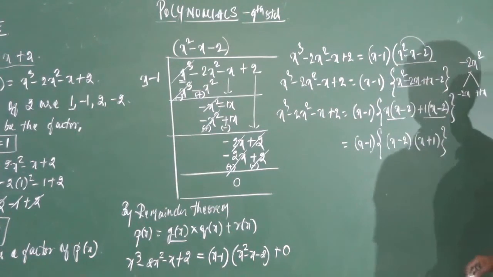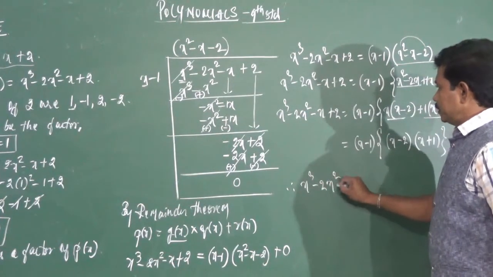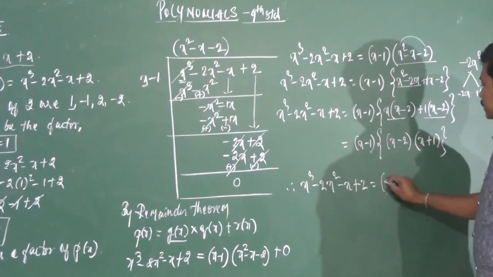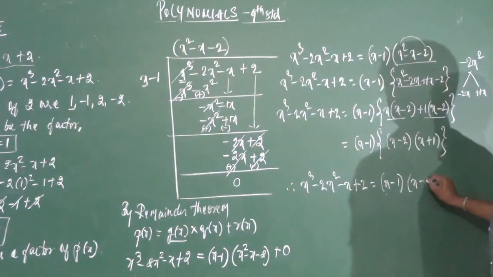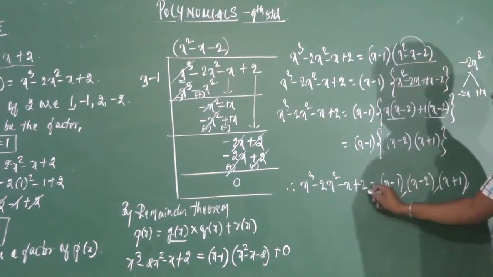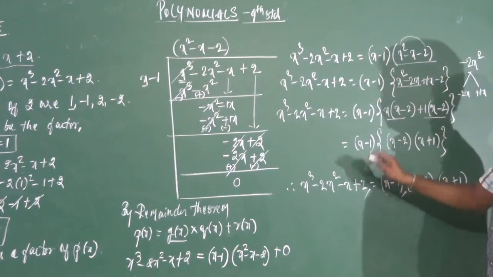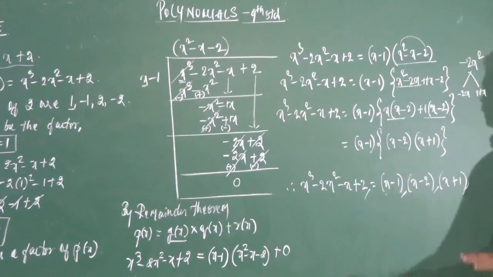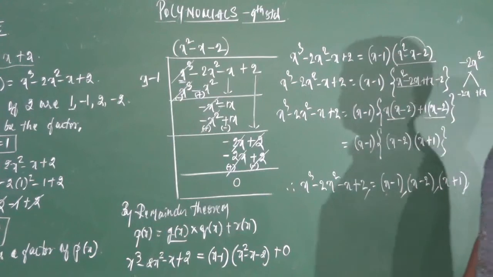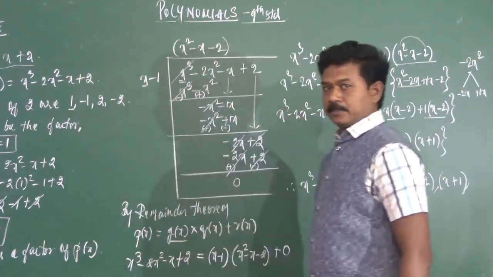Alright, so we are near to the answer. So therefore x cube minus 2x square minus x plus 2 is equal to these three factors, that is x minus 1, x minus 2 and x plus 1. So these are the three factors of x cube minus 2x square minus x plus 2, right? This method is very important because it is being asked in the examination for 3 marks. So here we have to be very careful while guessing the things by trial and error method.